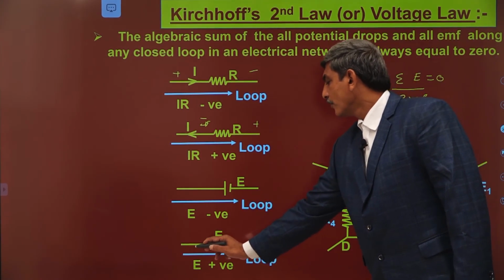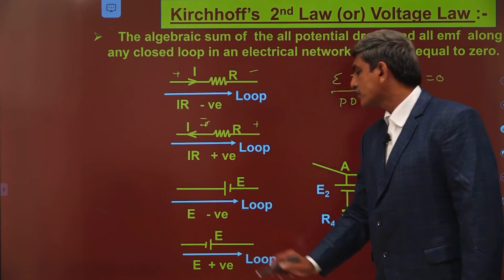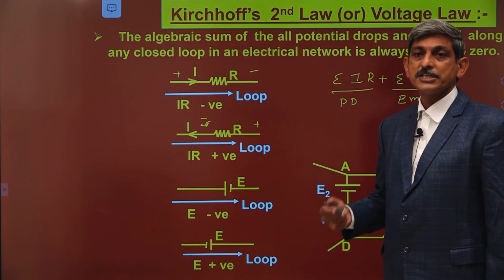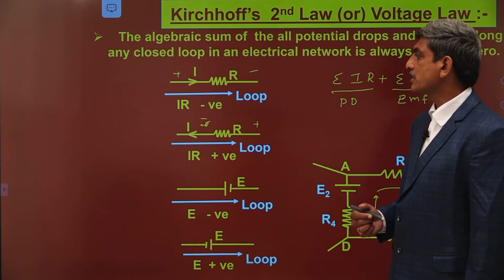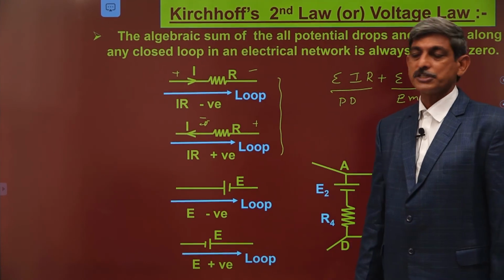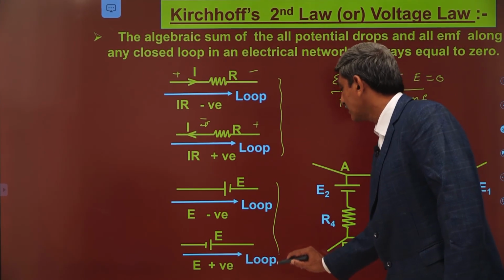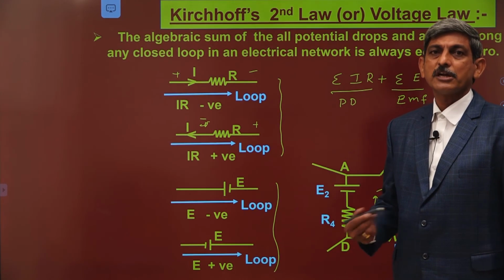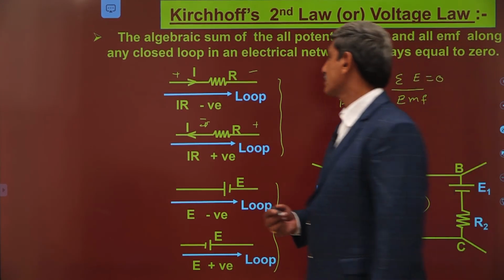Suppose we are moving from the negative terminal to the positive terminal of the battery, there is a rise in potential. The rise in potential is taken as positive. That's why for resistors there are 2 rules to write down the potential drops, and for the batteries there are 2 more rules for the potential drops, the EMF of the batteries.